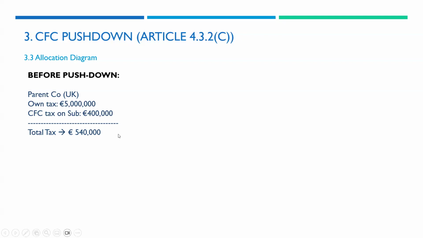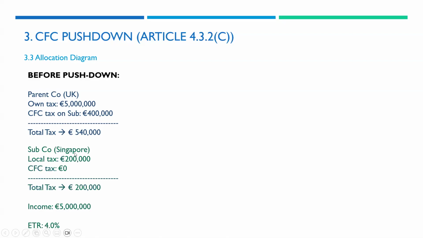What should I do? Or let's look at the subsidiary also. The subsidiary company is in Singapore. The local tax is 200,000 and it does not have a separate CFC tax. So the total tax that it pays is 200,000 against an income of 5 million. Okay, the subsidiary's income is 5 million and the total tax it pays is 200,000. So what would be the ETR? 4%. 200,000 divided by 5 million.